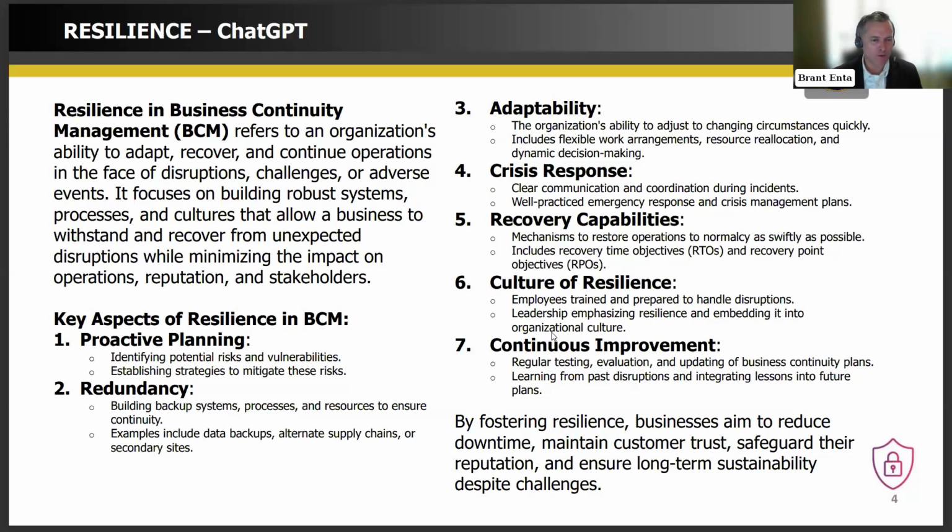So I'm looking through the various aspects of it. I see proactive planning. So identifying potential risks and vulnerabilities, establishing strategies to mitigate these risks. Okay, that's a risk treatment plan. They're talking risk management. Got it. Redundancy, building backup systems, processes, etc.